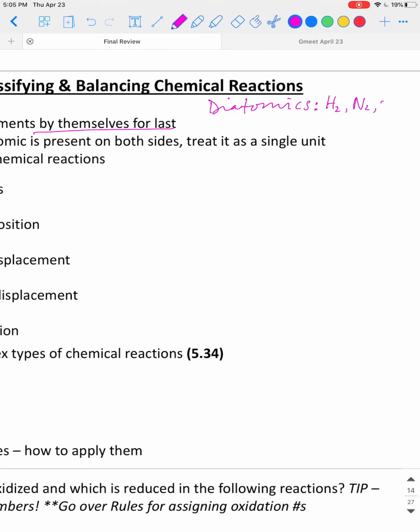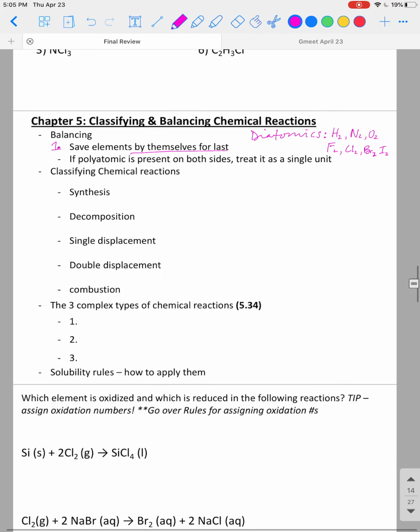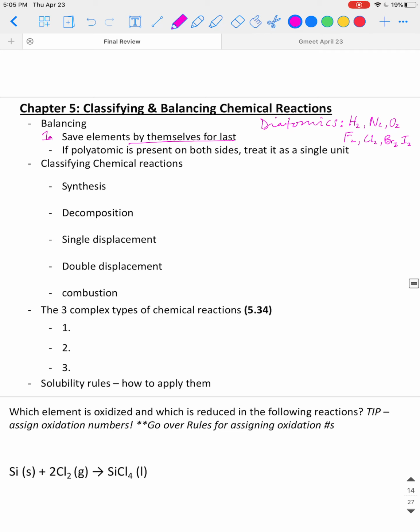So I've actually written them incorrectly. I need to go back and rewrite them as a diatomic to give you an appropriate, it'd be H2, okay? It'd be N2, O2, F2, Cl2, Br2, and I2. So those halogens, oxygen, nitrogen, hydrogen. So remember that when you're writing chemical reactions or balancing them.